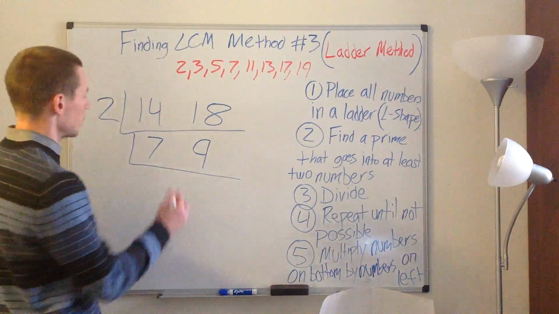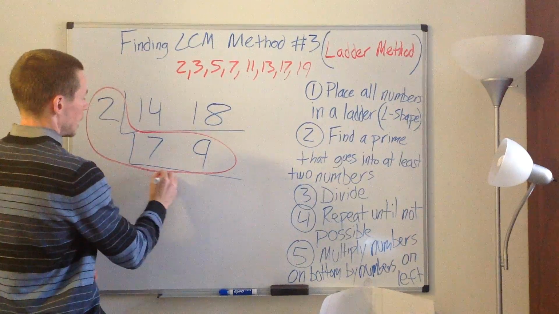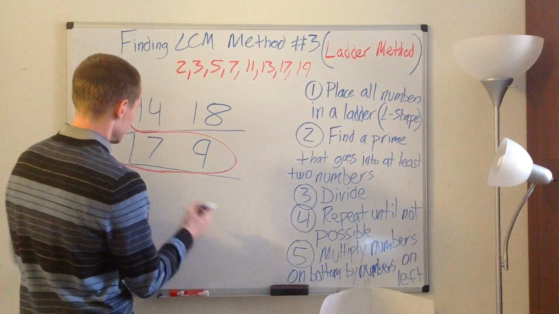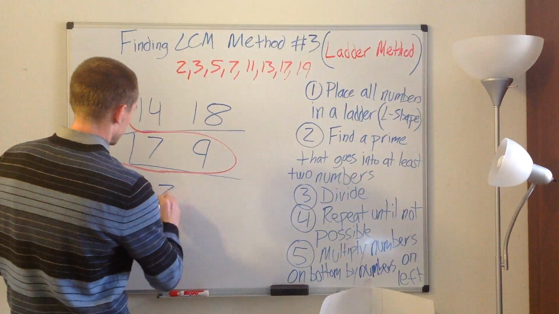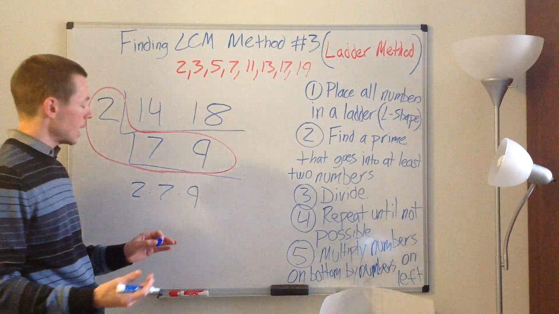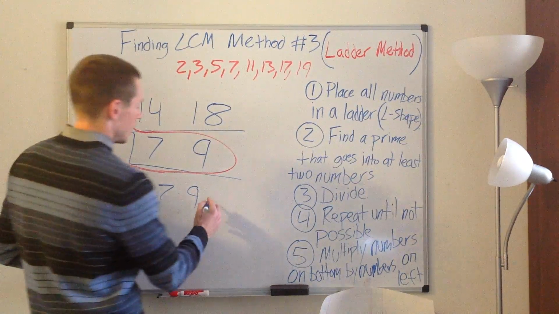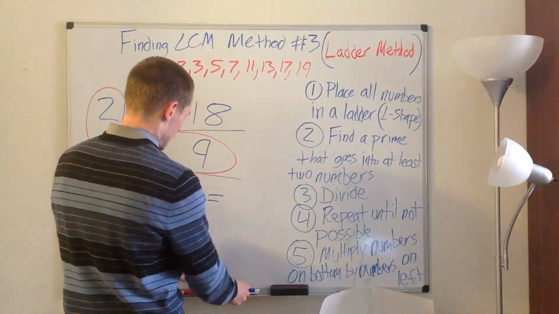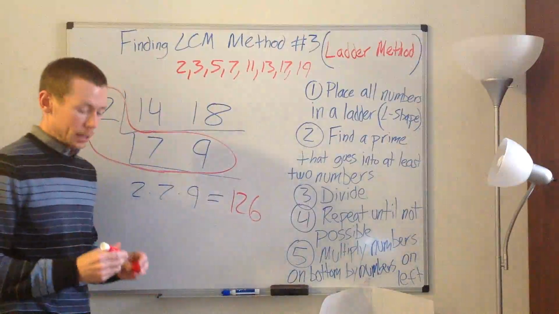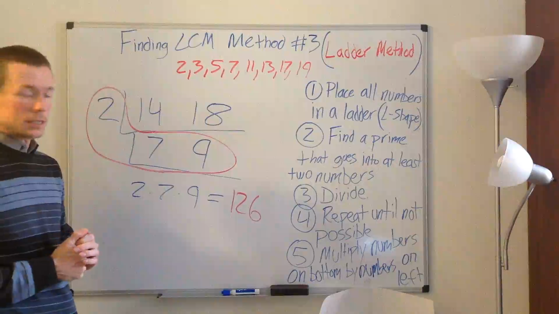So multiply the numbers on the bottom by the numbers on the left that you took out. So we have 2 times 7 times 9. If you do this on your calculator or in your head, 7 times 9 is 63, and 63 times 2 is 126. So the lowest common multiple of 14 and 18 is 126.